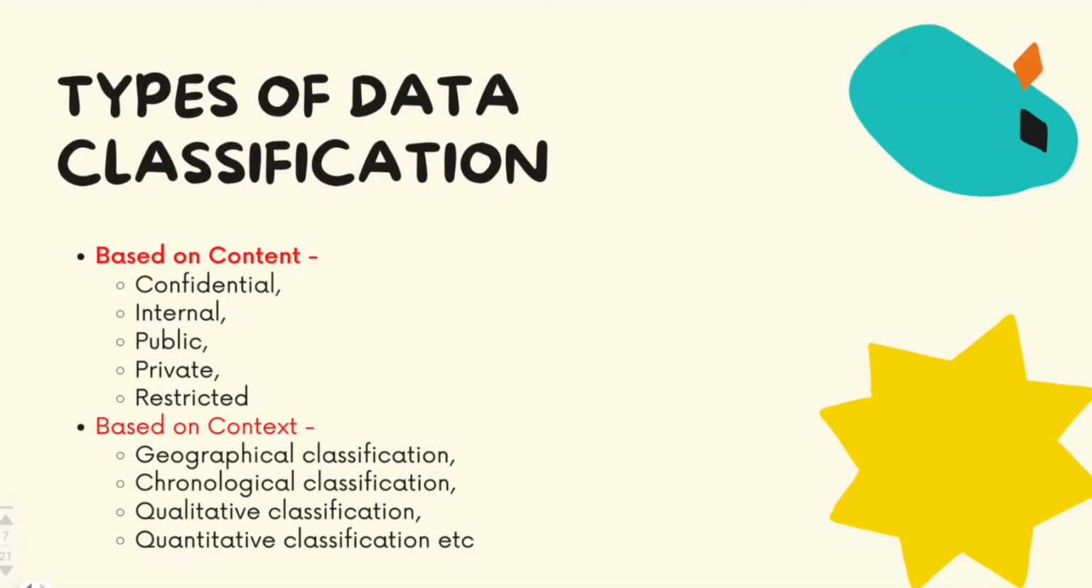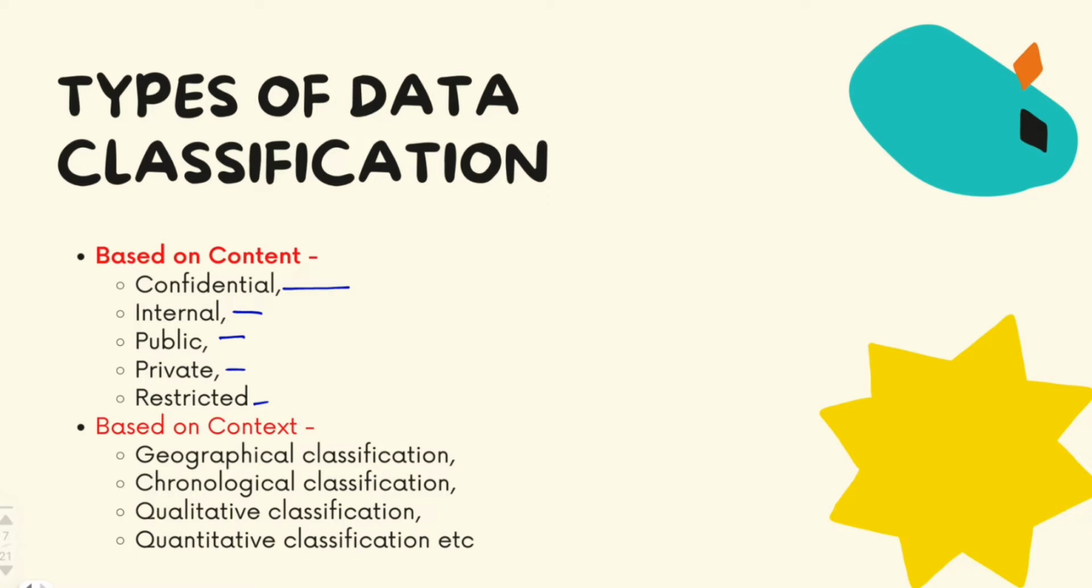Okay, so we have different types of classification of data. When you talk about data classification, if you are a working person, the first thing that would come to your mind is whether your data is confidential, internal, public, private, or restricted, right? In an organization, we have so and so document is confidential, or so and so document is internal for project purposes, or it might be restricted to only the higher management people.